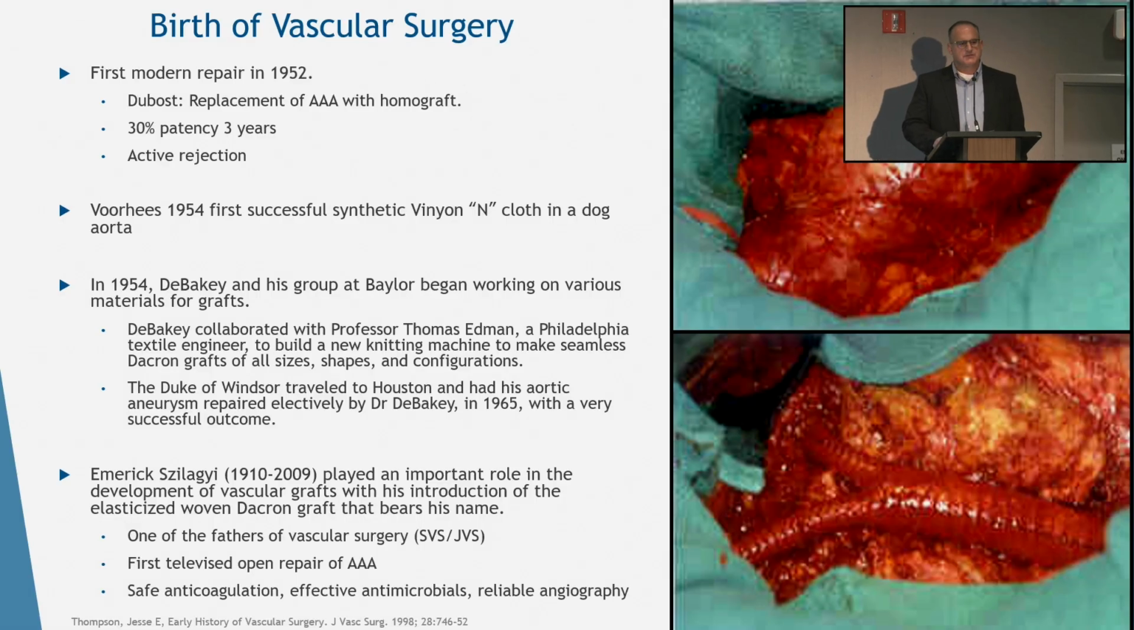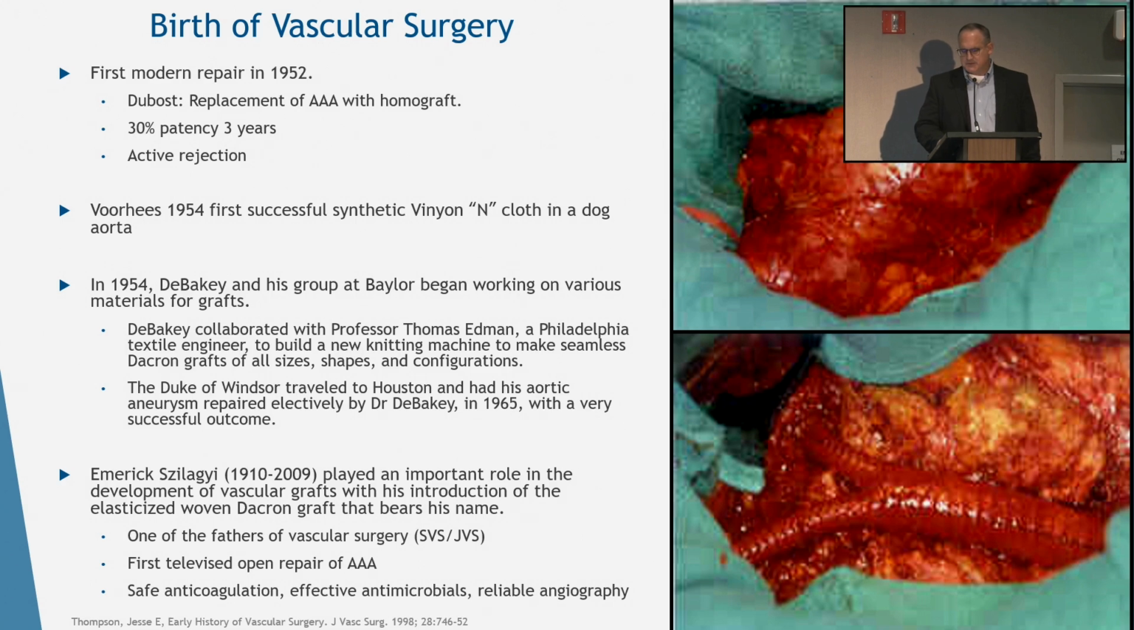So the birth of vascular surgery actually began with the treatment of aortic aneurysms. The first modern repair was performed in 1952 by DeBost. It didn't have great results. It was actually when the organ was rejected, and then in 1954 we had our first successful synthetic cloth that was placed in a dog aorta that actually worked.